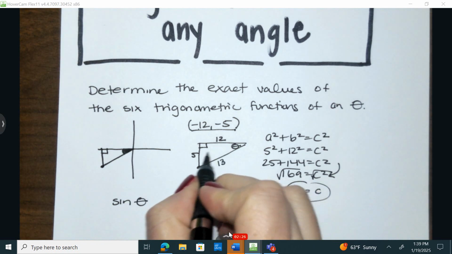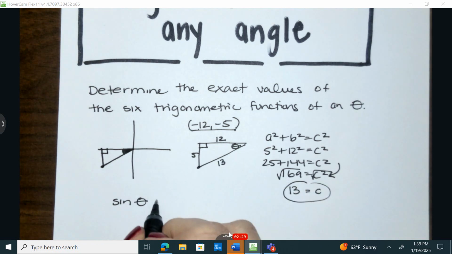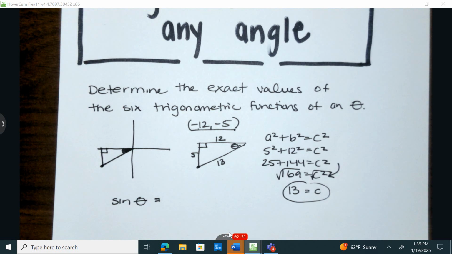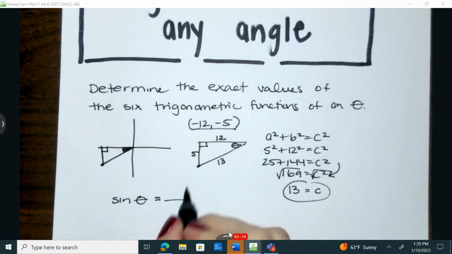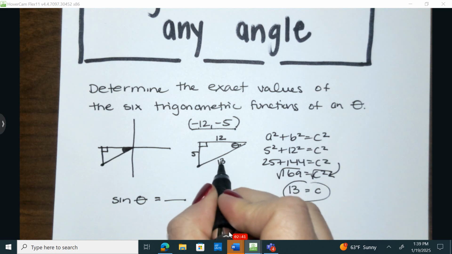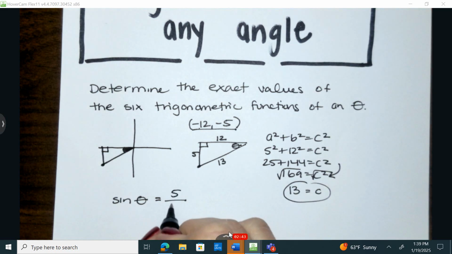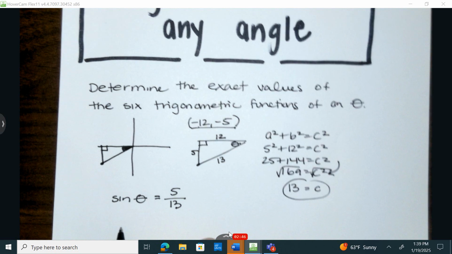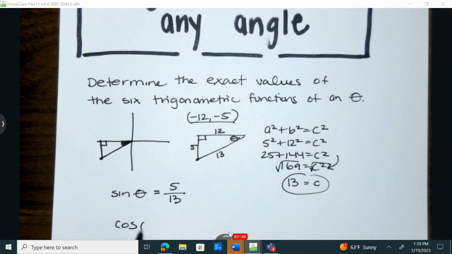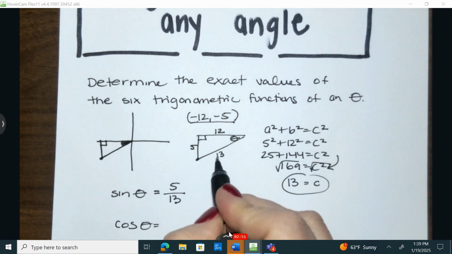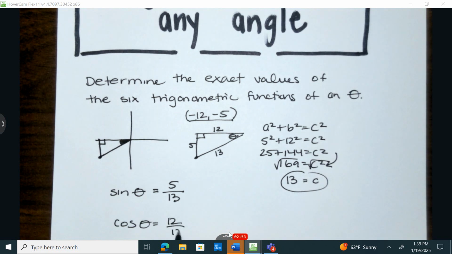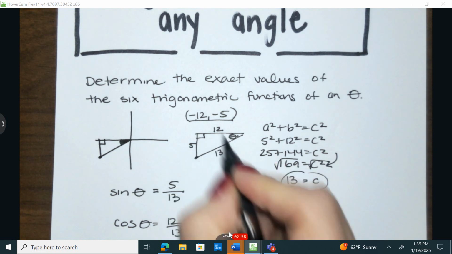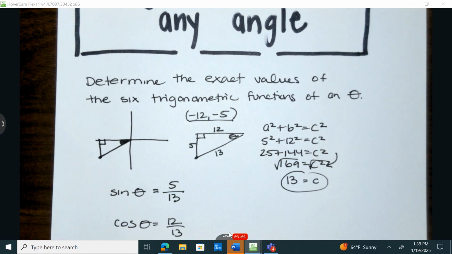So sine is opposite over hypotenuse. Trig functions are just creating a specific ratio, and we're going to follow the directions of sine, cosine, tangent, and then those reciprocals. So again, sine is opposite over hypotenuse, so 5 over 13. We'll come back to the signs of this later on. Then we have the cosine, which is adjacent over hypotenuse, 12 over 13. And then tangent is opposite over adjacent, 5 over 12.